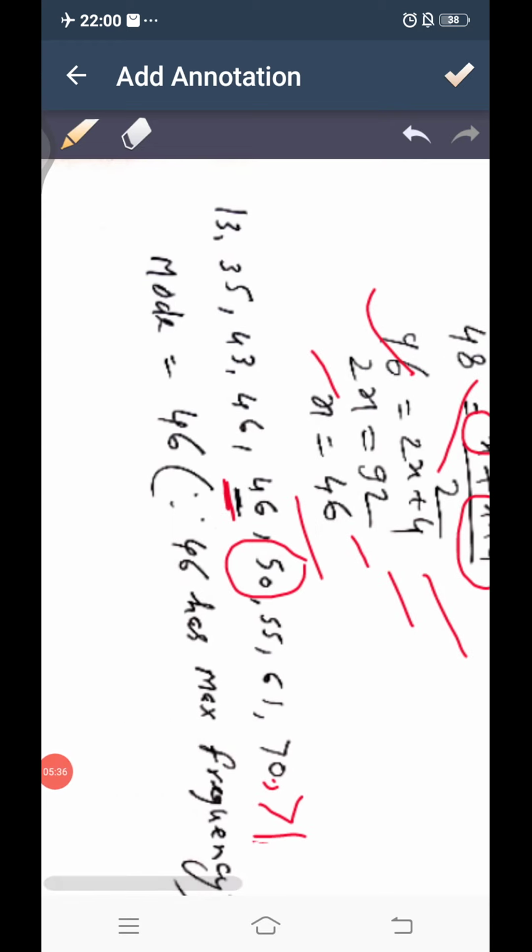Here the fifth and sixth observations are 46 and 50. Now we can see that the observation 46 has maximum frequency, that is 2 times, and the others are not there 2 times. So 46 has maximum frequency, therefore mode is equal to 46.